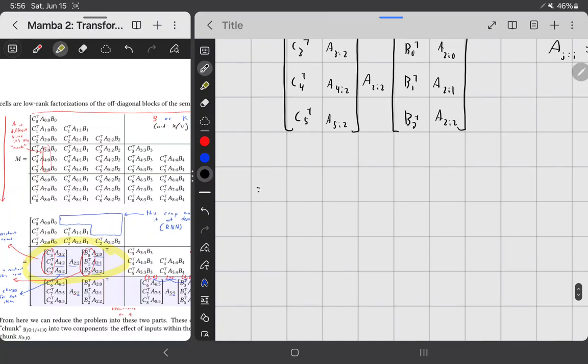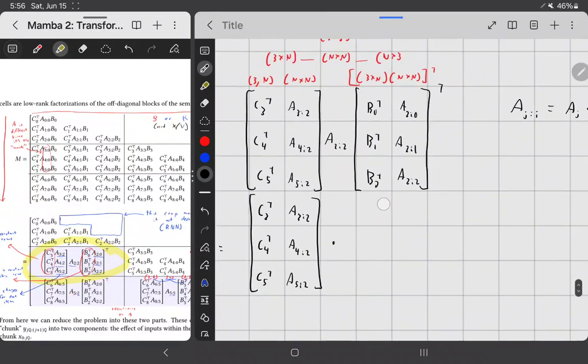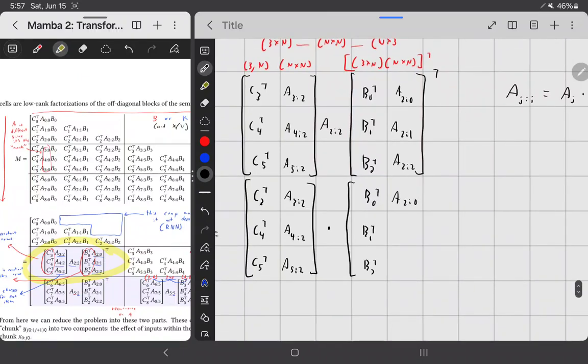Now let's go ahead and write this out. The first thing we can do is move A into here. So C3 transpose, C4 transpose, C5 transpose. I'm just going to copy down the C matrix here, A4 to 2, A5 to 2. And we're going to multiply this by, so we're going to move this into here, and we're just going to do that by changing the indices on A. So let's do that. We have B0 transpose, B1 transpose, B2 transpose, and this will become A2 to 0, same thing.